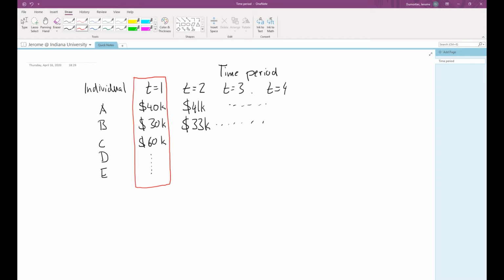Now note that panel data is extremely difficult to collect, because it requires that you are observing the same individual. In this case, it would be individual A, and you need to collect data not only in one time period, but over multiple time periods. Panel data is very useful if you want to explain, for example, how students from elementary school all the way to high school evolve over time, or how their grades evolve over time.